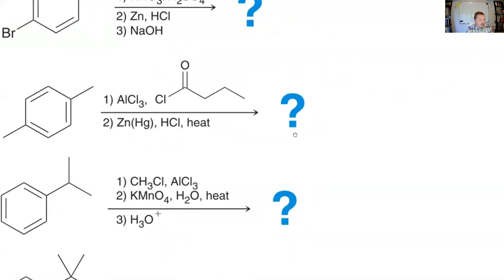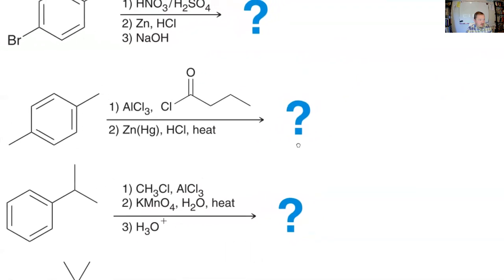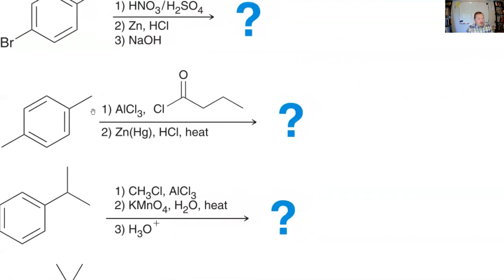Zoom in on this one a little bit so I have more room to draw. Step one here is a Friedel-Crafts acylation, right? We've got an acid chloride with a Lewis acid. We're going to replace a hydrogen with the carbonyl carbon. So there's our two methyls still there, and then another three carbons, one, two, three.